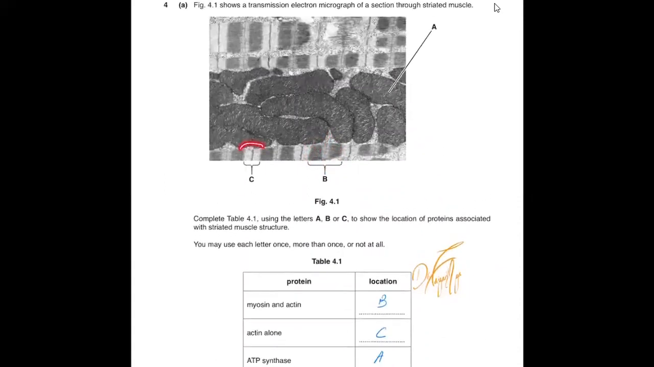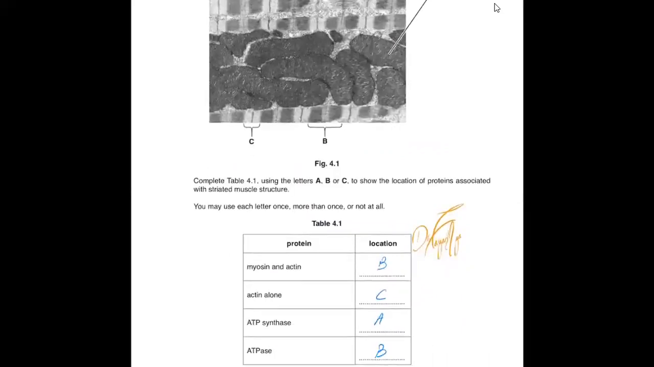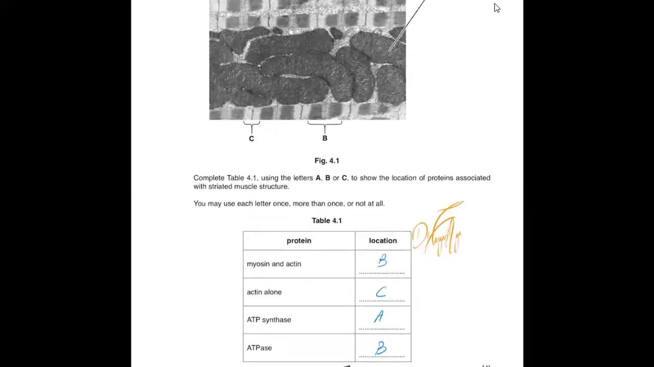Actin alone is present only in region C because this is having the Z line. We know that all these lines are Z lines, where the actins are held at a certain point in the center. They're asking about ATP synthase and ATPase. These are the two enzymes that you have to keep in mind.